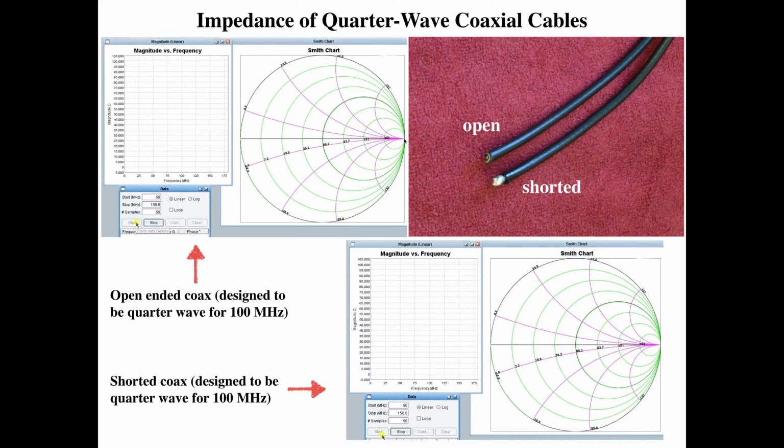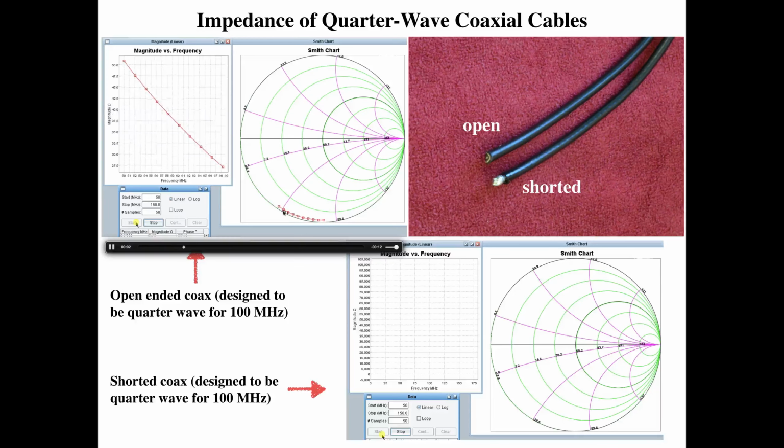Now again, if it's an open, you start here. This point here is infinite impedance, and if I go around a quarter wave, I should go to zero impedance. Remember, this was cut for 100 megahertz, so let's see what happens. I start at 50 megahertz, the frequency is increasing, and you can see I hit zero impedance, the magnitude at around 100 megahertz. What we're plotting here is the magnitude of the impedance. At 50 megahertz it was high impedance, and it comes down at 100 megahertz. We hit an impedance minimum, and then at higher frequency the impedance picks up again. So just as advertised, that open quarter wave is zero impedance at 100 megahertz, and only at 100 megahertz.